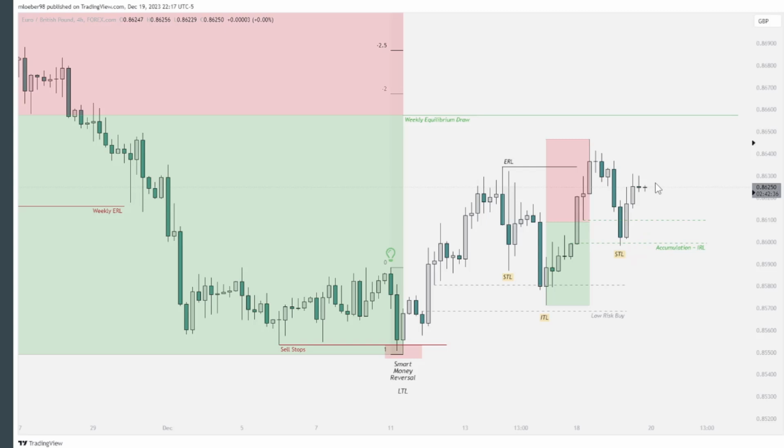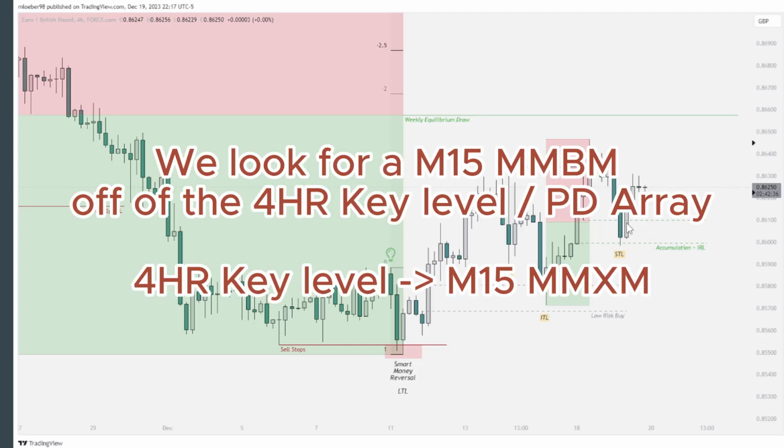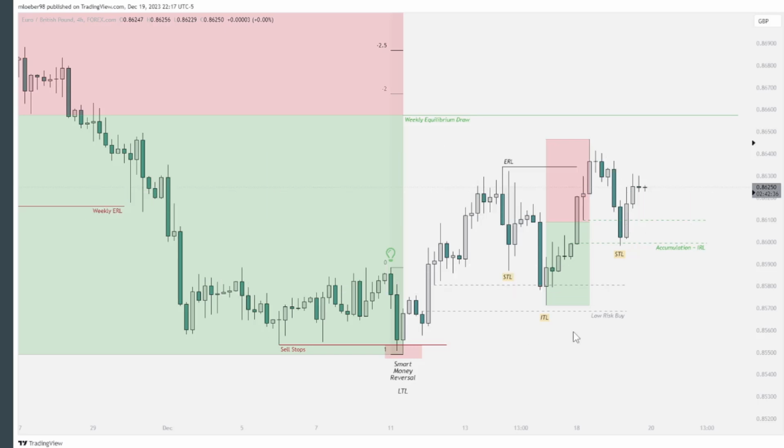So now that we have a 4-hour key level, that is the accumulation phase of a 4-hour market maker buy model, this reaction off of this 4-hour bullish fair value gap, we can frame a 15-minute market maker buy model off of a 4-hour key level. So we'll zoom in on price and how we could have played, or how we can play, this reaction off of our 4-hour key level.